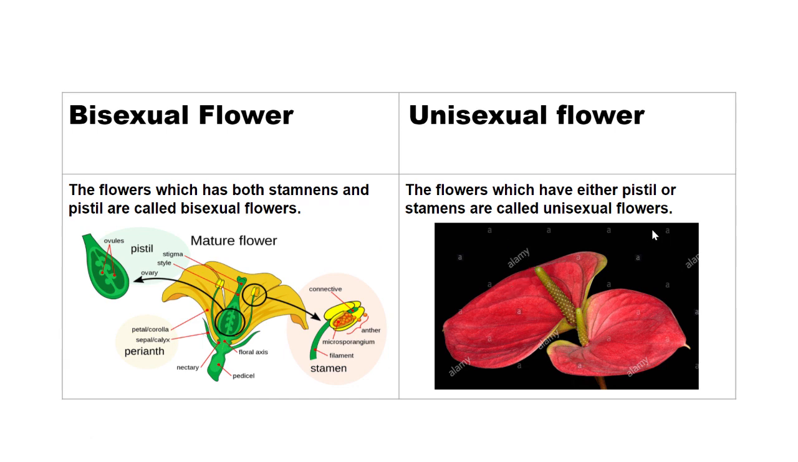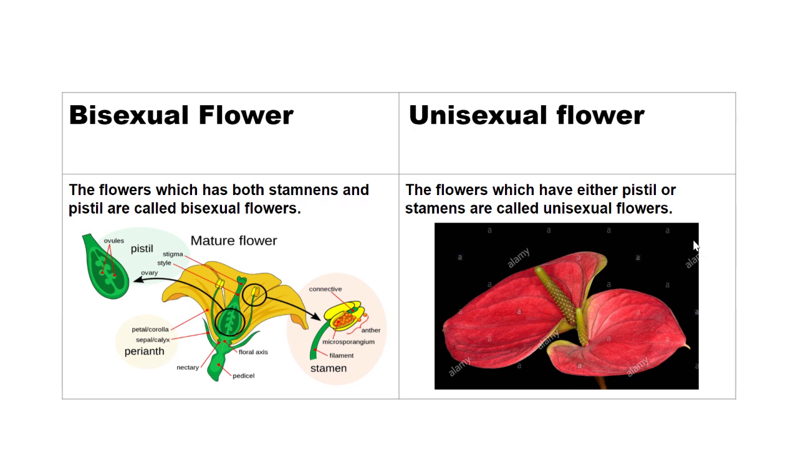But the flowers which have either pistil or stamens, that is, some flowers will have either the male reproductive part or the female reproductive part, are known as unisexual flowers. Children, some examples are the flowers in cucumber and bottle gourd. They are unisexual flowers which have either pistil or stamens.